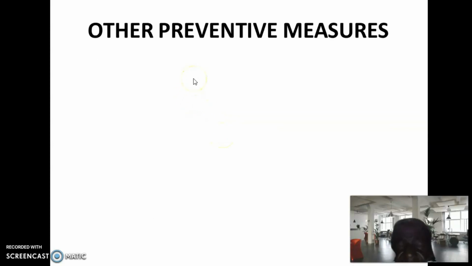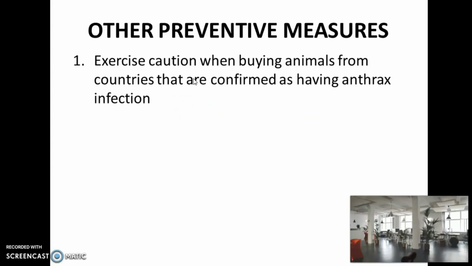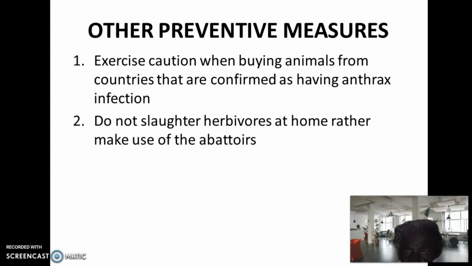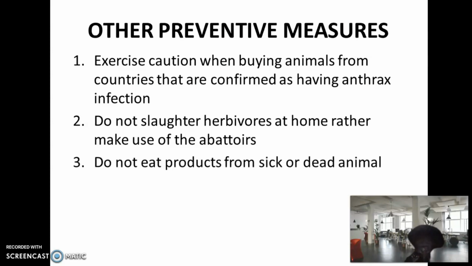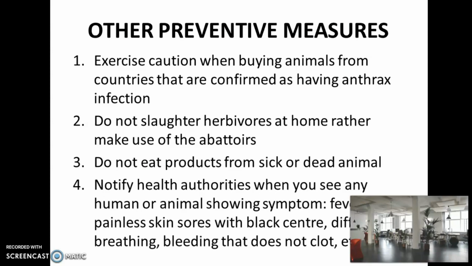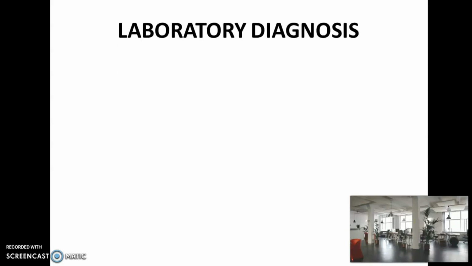Other preventive measures are as follows. Exercise caution when buying animals from countries that are confirmed as having anthrax infection. There is no point buying from there; you can source from other areas. Do not slaughter herbivores at home; rather, make use of the abattoirs. Do not eat products from sick or dead animals. Notify the health authority when you see any human or animal showing symptoms of fever, painless skin sore with that black center, which is the anthrax, difficulty in breathing, and bleeding from the nose with no clot.